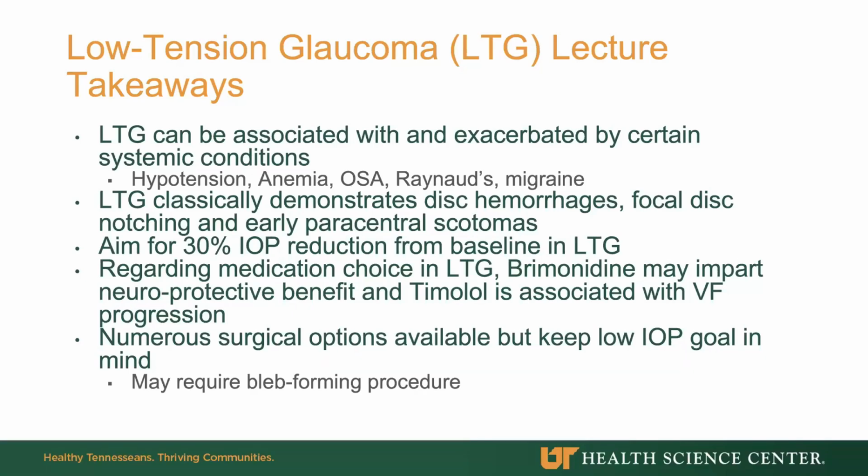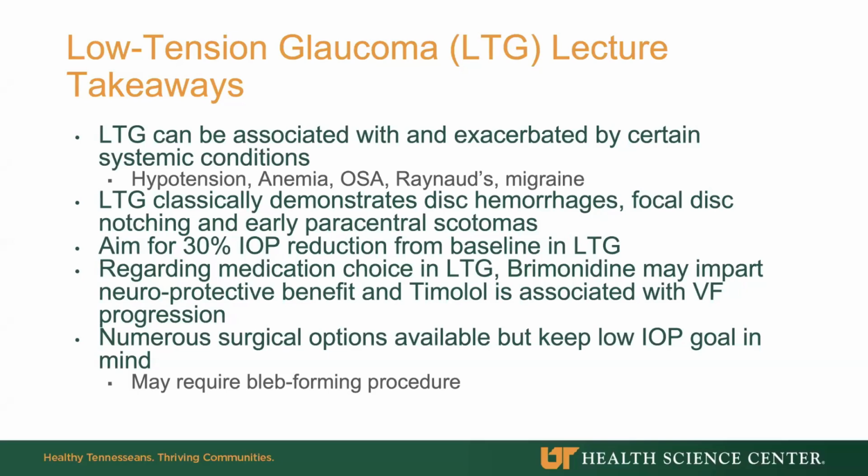Classically, low tension glaucoma demonstrates disc hemorrhages, focal disc notching, and early paracentral scotomas. This contrasts with the earlier nasal step, which then can progress to an arcuate scotoma in primary open angle glaucoma. With regards to pressure reduction goal, aim for 30% IOP reduction from baseline in low tension glaucoma. Again, this is from the collaborative normal tension glaucoma study. Those patients are less likely to progress at that target pressure.